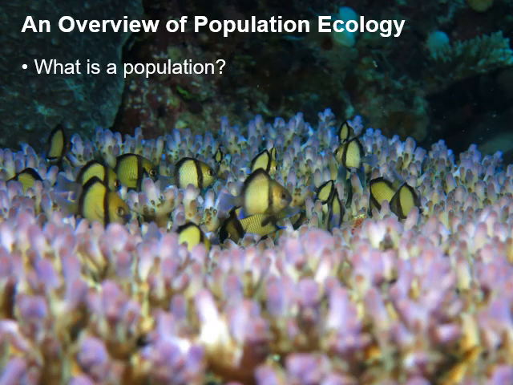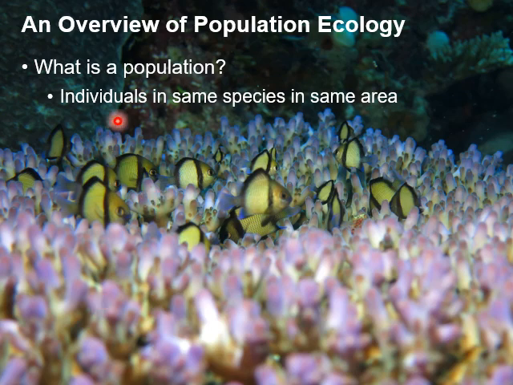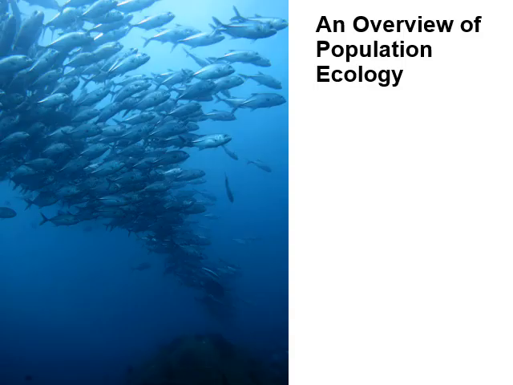So what we're going to cover in this chapter is populations and we're going to talk about the ecology that kind of affects them. So first of all, we should talk about what exactly a population is. A population includes individuals that are in the same species and that are in the same area. And so for instance, what you see here, all of these cute little fish, these are what are known as humbug damselfish. And all of these damselfish are of the same species and they're all living in the same area. They're living in the same coral reef, right? So they are a population.